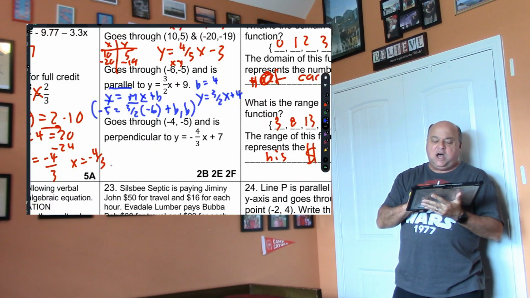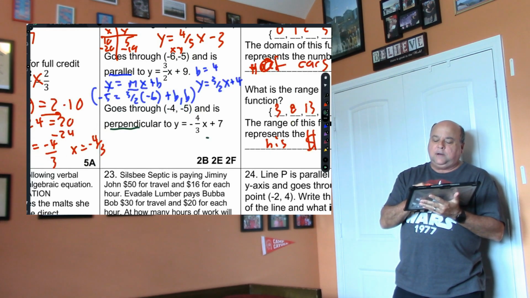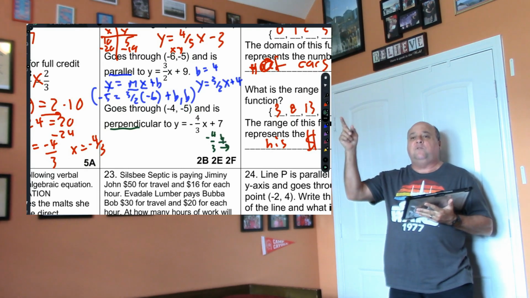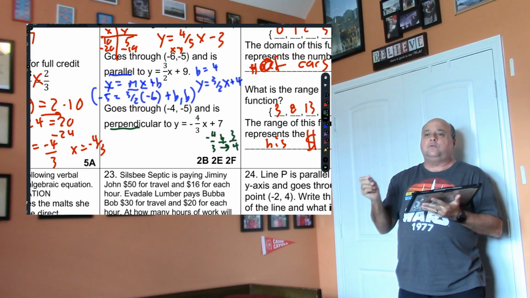Let's go to the next one. On this one, we have a perpendicular slope. So I'm going to go over here, negative 4 over 3. A perpendicular slope is going to flip. So we're going to flip the signs to a positive and flip the fraction to 3/4.